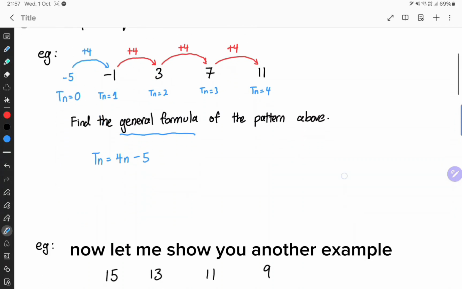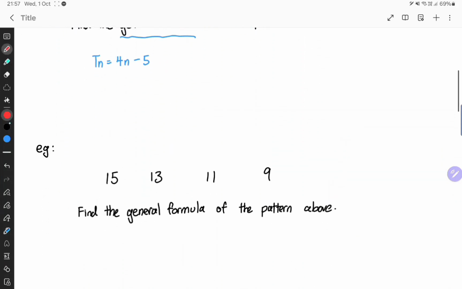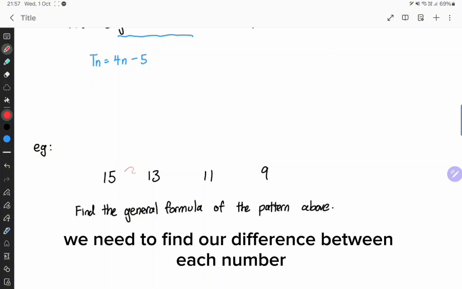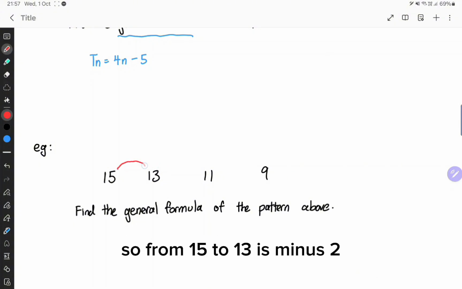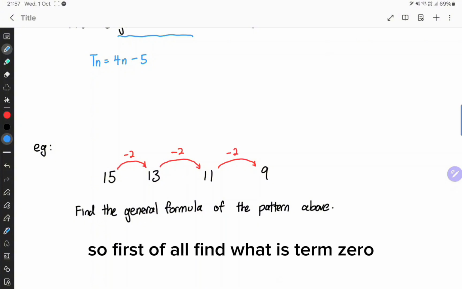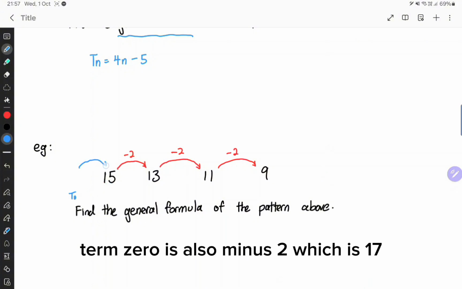Okay, now let me show you another example. First of all, we need to find our difference between each number. So from 15 to 13 is -2. 13 to 11 is another -2. 11 to 9 is also -2. So first of all, find what is term 0. Term 0 is also -2 from 15, which is 17.